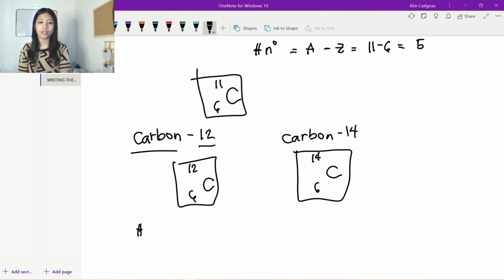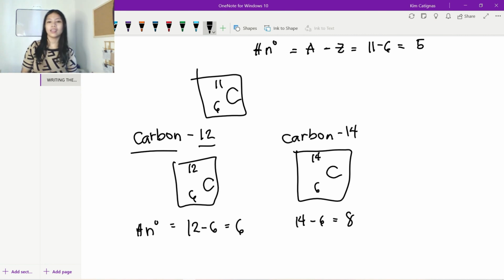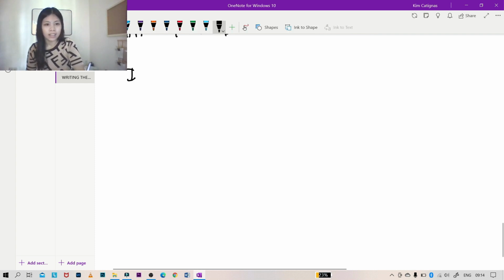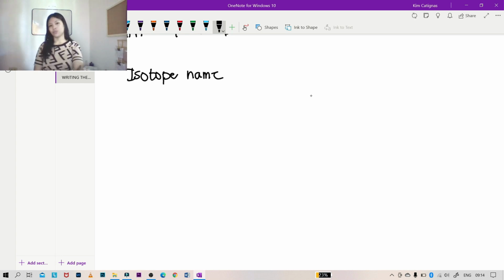If you want to find the number of neutrons here, ano nga ulit? 12 minus 6, so that will be 6. Ito naman, 14 minus 6, so that will be 8. Okay? So, careful lang tayo sa pag-minus-minus ng mga bagay. Ngayon naman, I want you to find the isotope name. Okay, bibigay ako ng isotopic symbol, tapos ipa-find nyo po yung isotope name. And also, I will give you some of its uses.